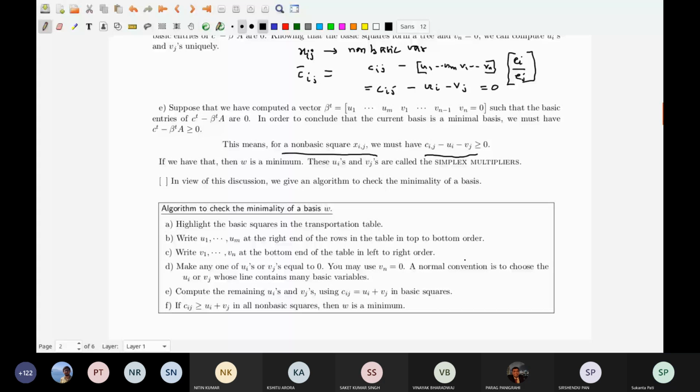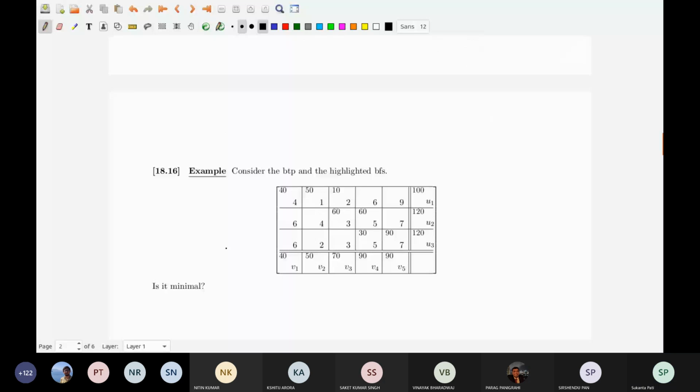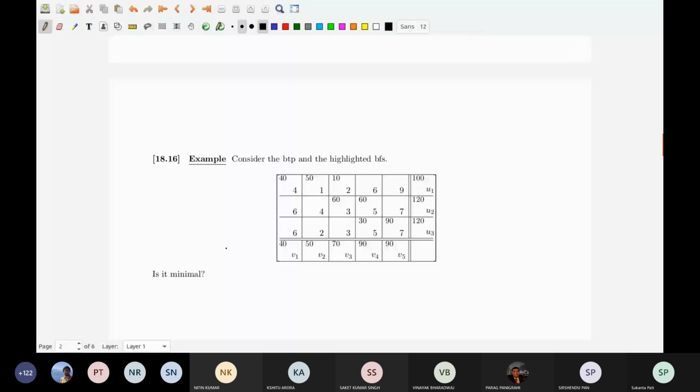Okay. Now here is how you compute. Oh, I will come to this. Maybe let me take you to one example. I have a basic square. So here is an example. And how do I compute that magical vector beta?